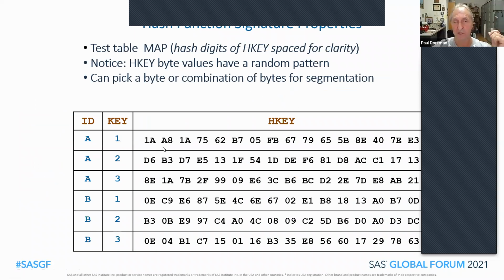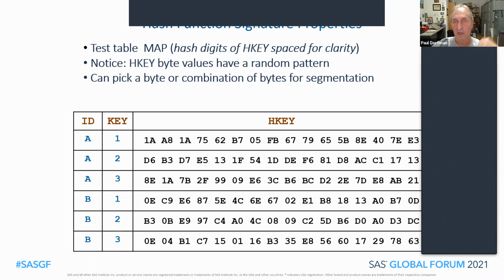So the H key is actually a 16-byte variable. Each of these double hex digits corresponds to 1 byte, and I just separated them so that you can see them. Notice now that these H key byte values have a random pattern. The input keys, if you look at the input file, are kind of ordered, and they follow each other. But here it's completely random. You look at any byte, and you see that the H key values assigned to the pair ID key are highly random, which will aid us with segmentation.